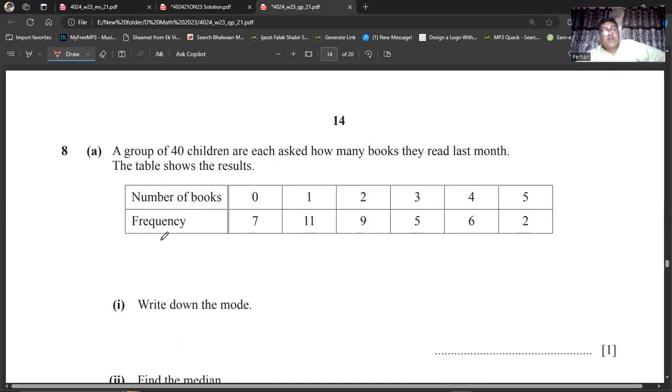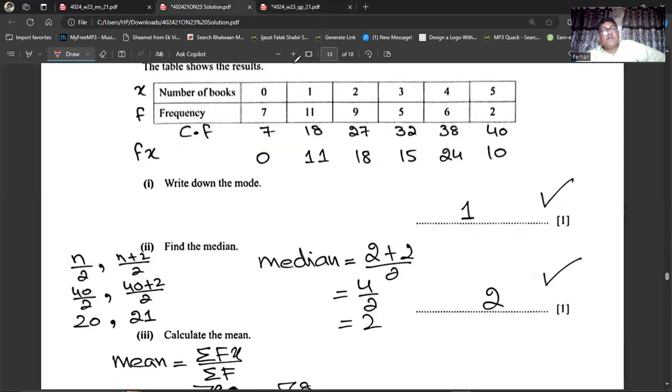Okay, question number 8A, second part is find the median. If you want to find the median, you will find the cumulative frequency. So how do you find the cumulative frequency? You write the first frequency as it is. To it, you add this frequency, you get 18. To this, you add this frequency, you get 27. To this, you add this frequency, you get 32. To this, you add this frequency, you get 38. To this, you add this frequency, and you get 40. This is how you find the cumulative frequency.